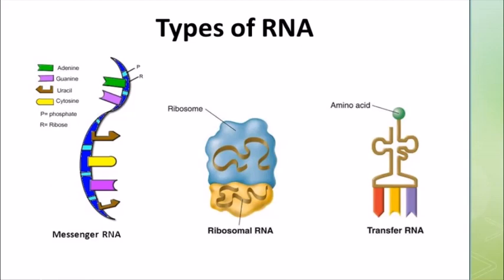Now, according to the function, the RNA can be of 3 types. First is the mRNA, or we also call it the messenger RNA. Now, as it is a messenger, it is like a postman. It carries information for protein synthesis from genes, that is the DNA segments in the cells, to the ribosomes, which are present in the cytoplasm, and where the proteins will be produced.